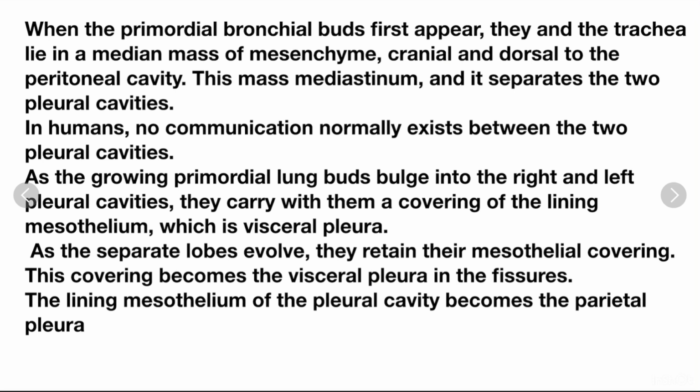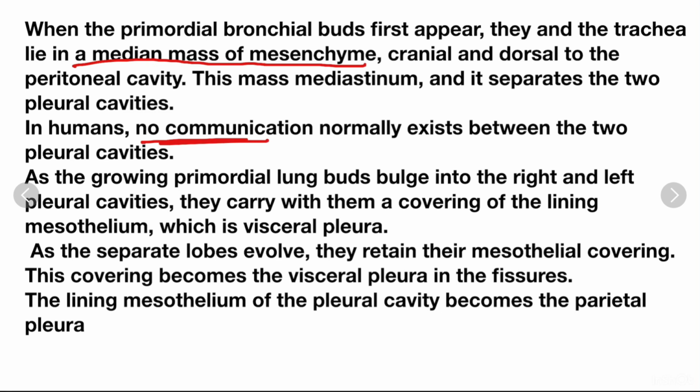When the primordial bronchial buds first appear, they and the trachea lie in a median mass of mesenchyme, cranial and dorsal to the peritoneal cavity. This mass is known as the mediastinum, and it separates the two pleural cavities. In humans, no communication normally exists between the two pleural cavities.